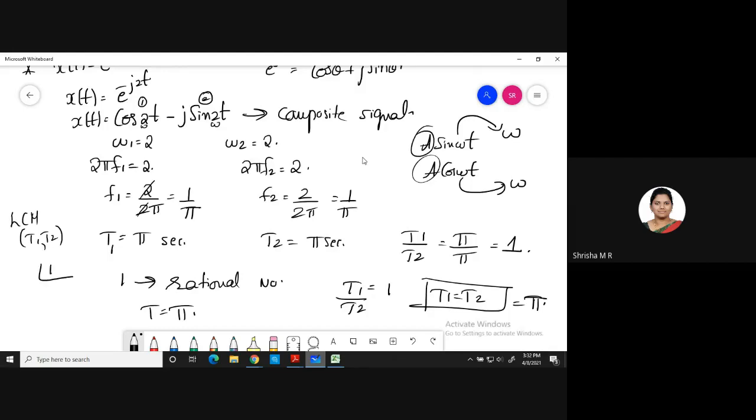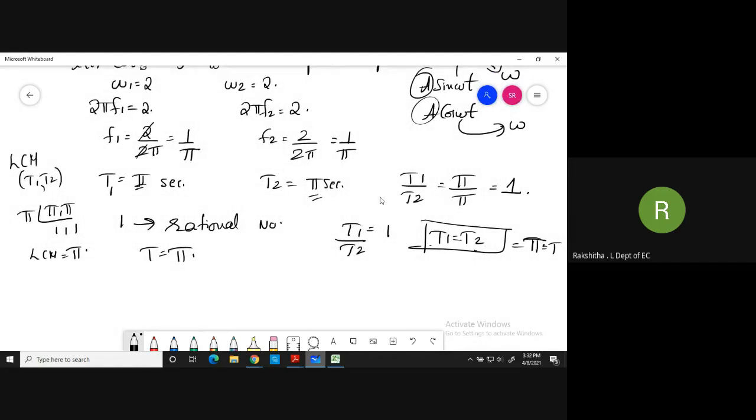So if you take LCM of pi and pi, you get pi. So LCM of T1 and T2 is pi. If you take the ratio also, T1 by T2 is equal to 1, right? So T1 is equal to T2 is equal to capital T, which is nothing but pi. I'm sorry, the fundamental period is pi, not 1. This is just the ratio, to check whether it's periodic or non-periodic. That's all. You have got 1, right?